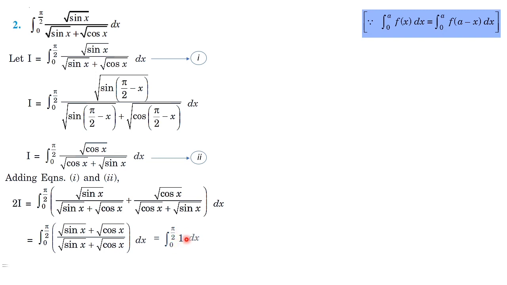And we know that the integral of 1 is x, so apply the limit 0 to pi by 2. Upper limit minus lower limit, that means pi by 2 minus 0, that will be pi by 2. So 2I is equal to pi by 2. Then the 2 we can bring to the right hand side, where it goes to the denominator. Denominator already has a 2, so pi by 2 into 2, that is I is equal to pi by 4. So this is the answer for the second question.